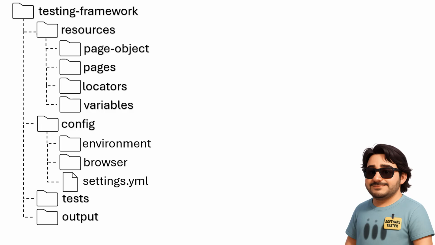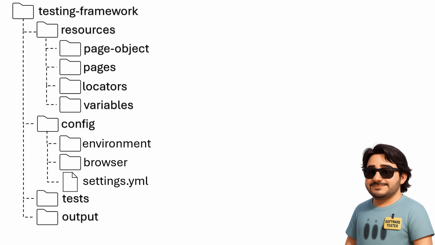Next, we add the output folder. Robot Framework automatically puts all reports, logs, and execution results here. We also create a screenshots folder inside it, so any screenshots taken during the tests are stored in one place. This keeps our project clean and gives us a single location to check results after every run.